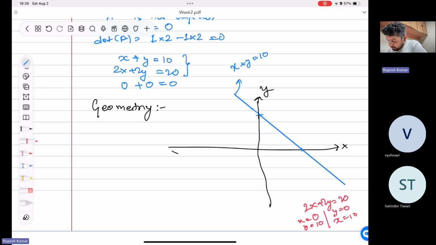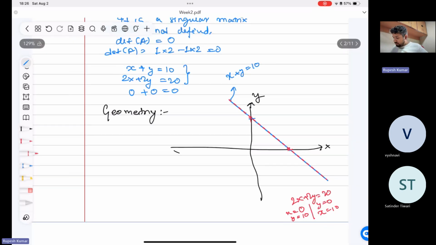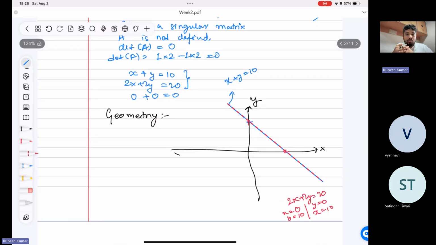So again, this passes through these two points, right? Let me draw up this dotted line. So again, when you observe this, what is happening? Both lines are collinear, right? So basically, both lines lie on each other. They are parallel, and they coincide. These two lines are coinciding with each other. So the dotted line is represented by the red color, which is 2x plus 2y equals 20, right? Both lines lie on each other.